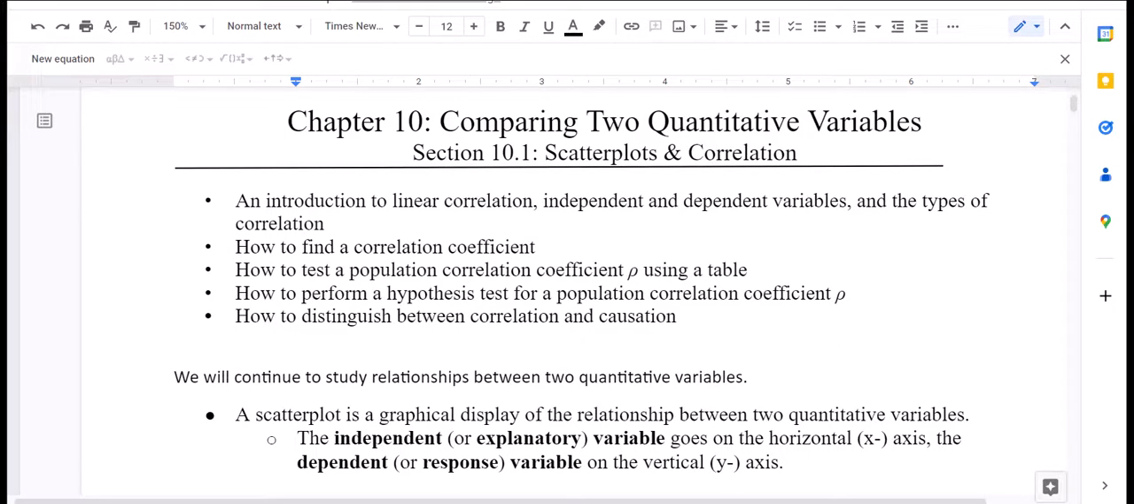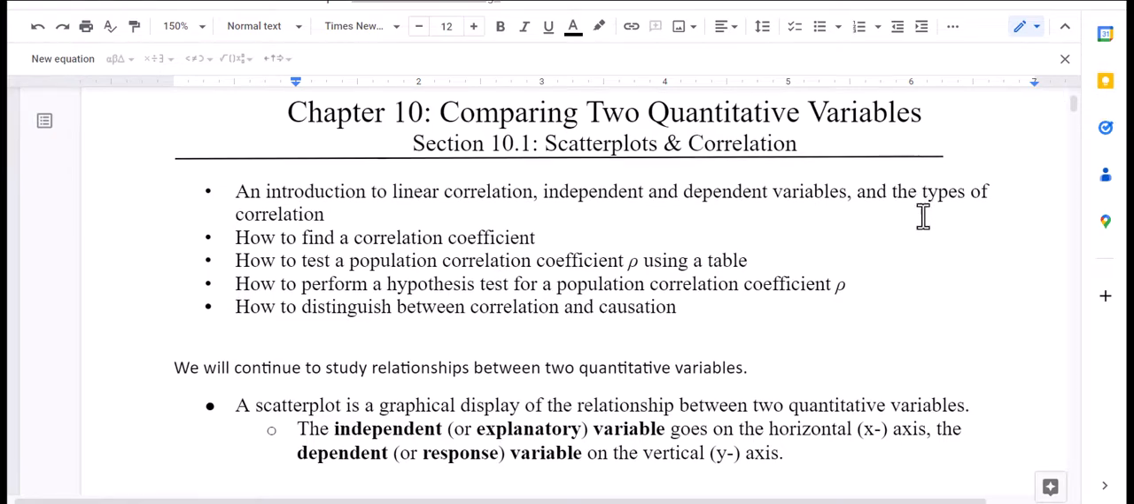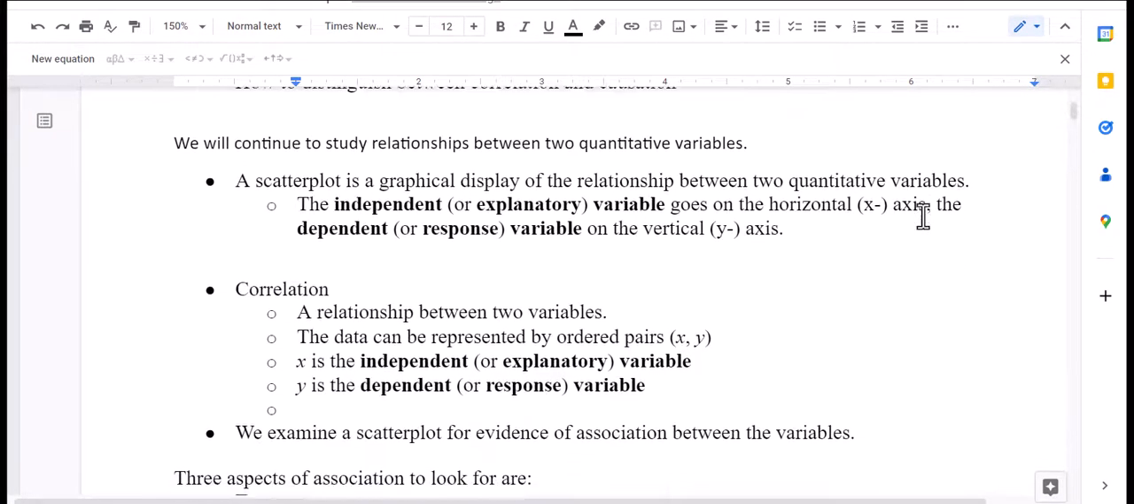Hi everyone, in this video we're going to talk about scatter plots and the correlation coefficient. I already posted a video that discusses more in depth what the correlation coefficient is giving us. So in this video I'm going to go straight to the examples from the notes.